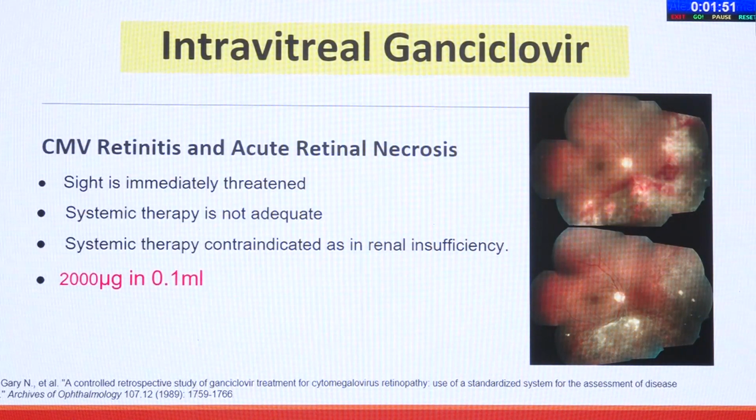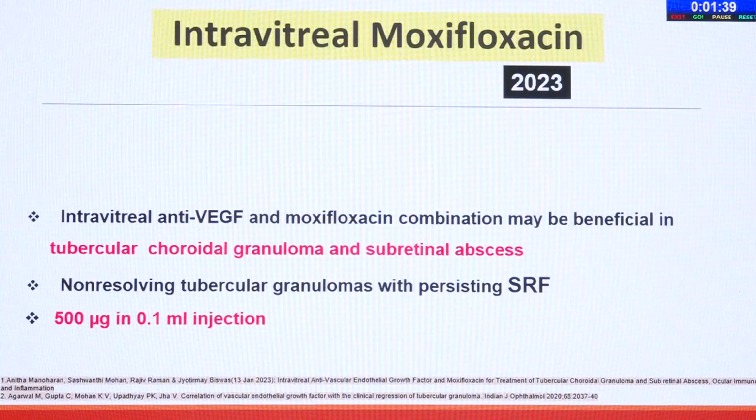Systemic therapy is contraindicated, as in renal insufficiency. 2000 microgram in 0.1 ml. We have given 4000 microgram in 0.1 ml in some cases of AIDS with CMV retinitis.